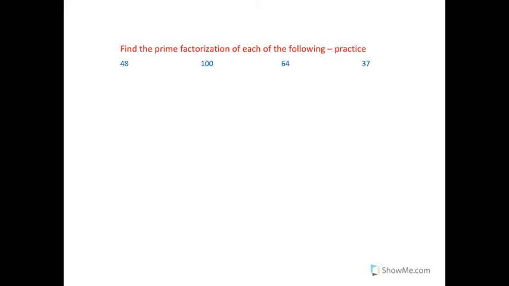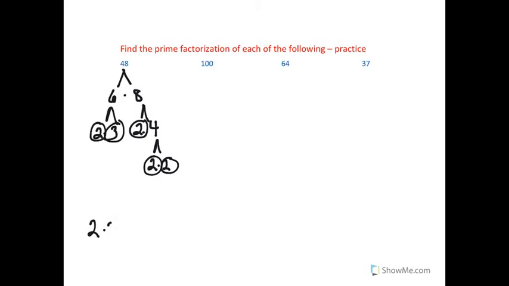Alright, so 48, I like to go the middle of the road. I could do 2 times 24, but then the 2 sometimes gets forgotten. So I'm going to go with the middle of the road, which is 6 times 8. 6 8s are 48. And 6 is 2 times 3, both of which are prime. And 8 is 2 times 4. And the 4 is 2 times 2.